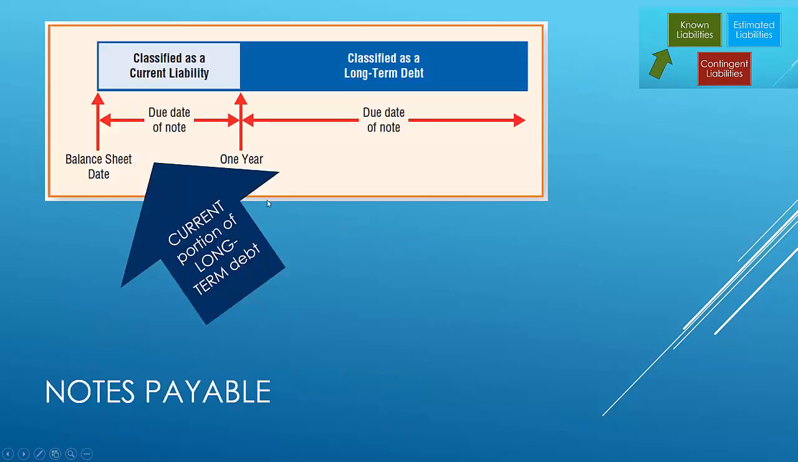So I've drawn a little map here, so hopefully this helps. The current portion of a long-term debt would be what was due in that current year, because remember we take it on a yearly or an operating cycle, so that's the current portion of our liability. And so whatever the current portion of that long-term debt is would be considered that current liability, and then everything else would be listed as the long-term debt.